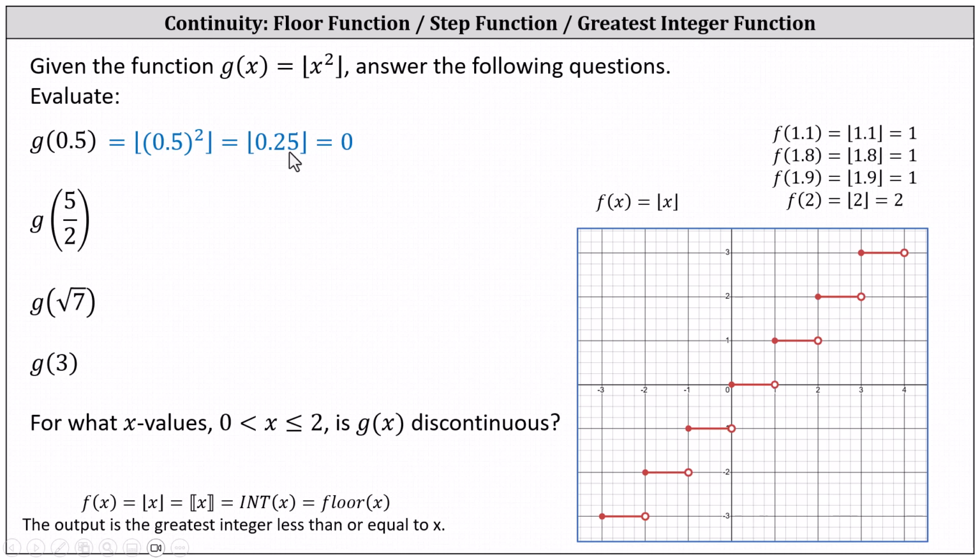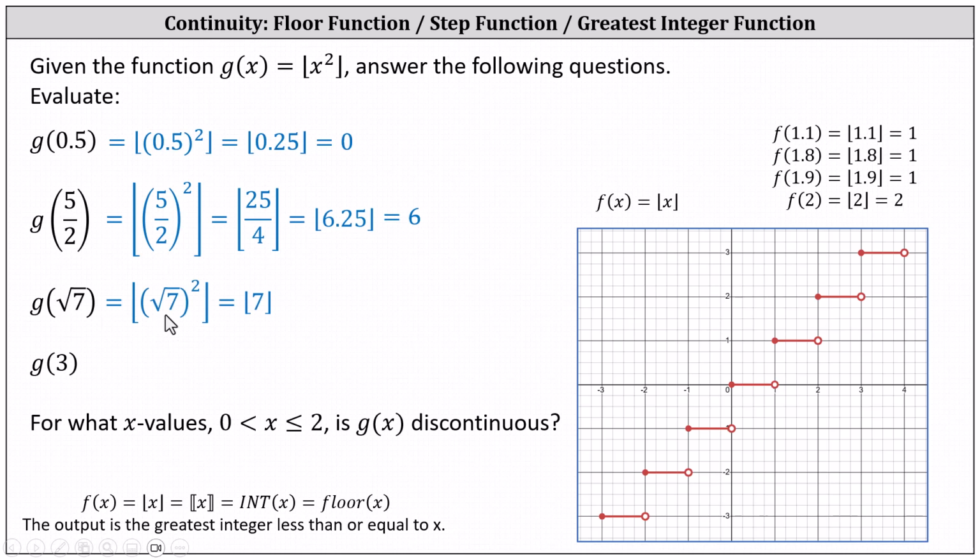G of 5 halves equals the greatest integer of the square of 5 halves. The square of 5 halves is 25 fourths, which is 6.25. The output is the greatest integer less than or equal to 6.25, which is 6. G of the square root of 7 equals the greatest integer of the square of the square root of 7. The square of the square root of 7 is 7, which returns the greatest integer less than or equal to 7, which is 7. G of 3 equals the greatest integer of the square of 3. The square of 3 is 9. The greatest integer less than or equal to 9 is 9.